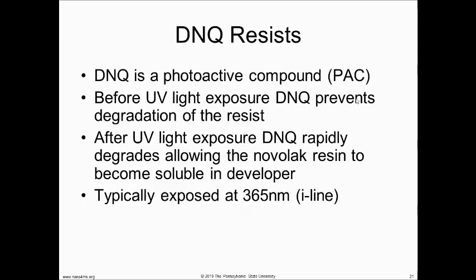So DNQ is a photoactive compound. And again, they're going to call these PACs, right? Before UV light exposure, the DNQ prevents degradation of the resist. After UV light exposure, the DNQ rapidly degrades, allowing the Novolac base, that's the backbone resin, to become soluble in a developer. And this typically would happen with 365 nanometer wavelengths.